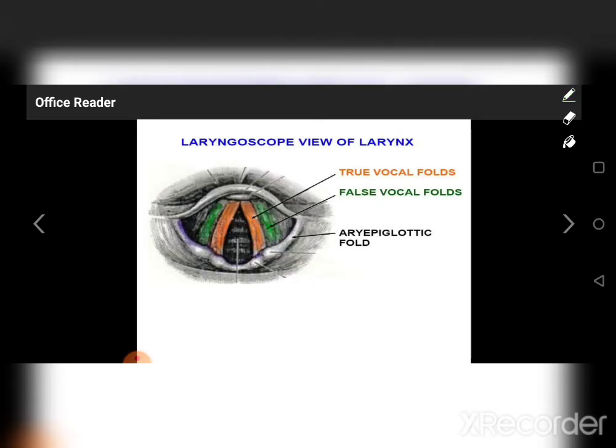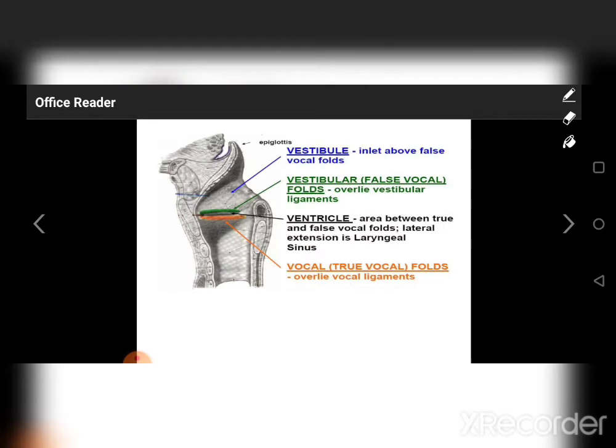So in the diagram we have colored the false and the true vocal fold. True vocal fold is the vocal cords. Then we have highlighted over here the vestibule. Vestibule is the inlet above the false vocal folds, and the vestibular folds overlie the vestibular ligament. Then we have the ventricle, which is the area between the true and the false vocal folds, and lateral extension is the laryngeal sinus. The vocal cords, that is the true vocal folds, overlie the vocal ligaments.